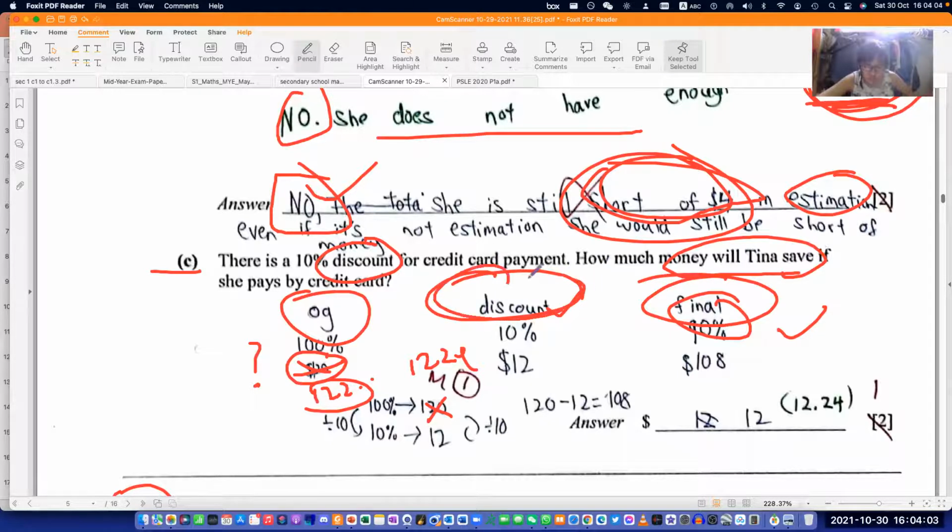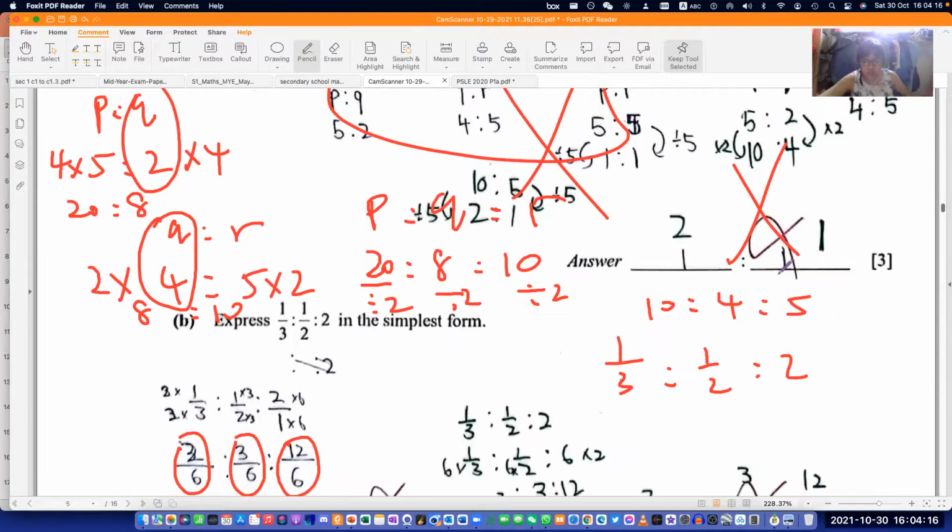Save means discount, right? So you need to give the 12. They don't want to know the final. They don't want to know the original. So the keyword here is save. Am I right? Yeah. Same thing. Next.